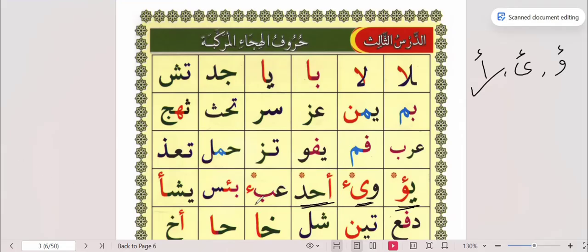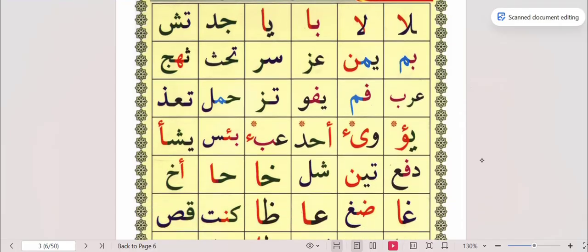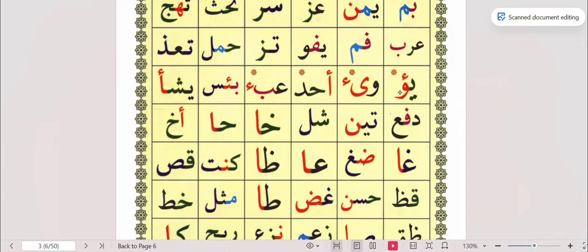Then comes the most important thing. You may be thinking why there is no chair here. Yes, Hamza can also appear on the line only when it is the last letter of the word. When it is the last letter of the word, it can appear on the line. This is something very common that a person should know before learning how to recite the Qaida Nuraniya.